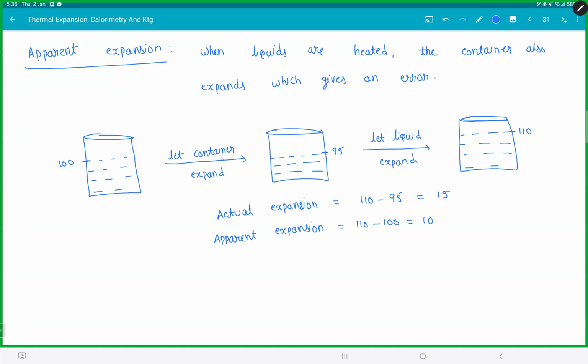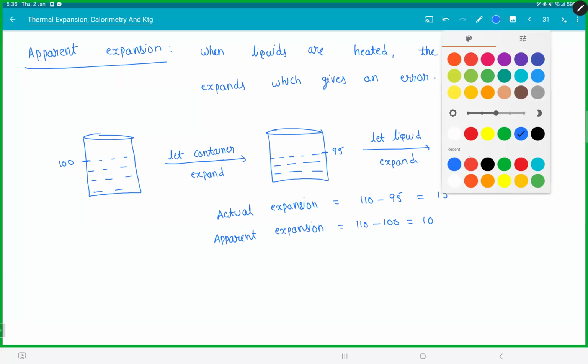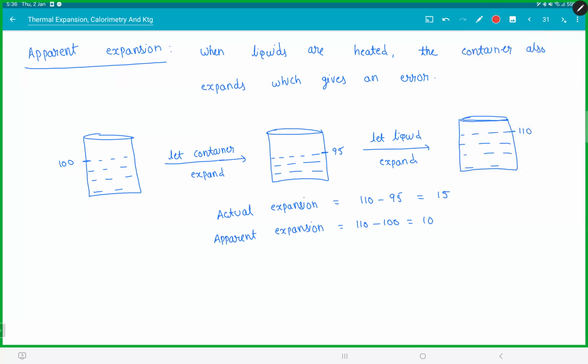I hope you're getting what it means. So apparent expansion is simply the expansion with respect to the container. So after including the expansion of the container, whatever reading you get, that is called apparent expansion. The real expansion is actual expansion of the liquid. So the formula goes like this. The apparent expansion is real expansion minus expansion of container.